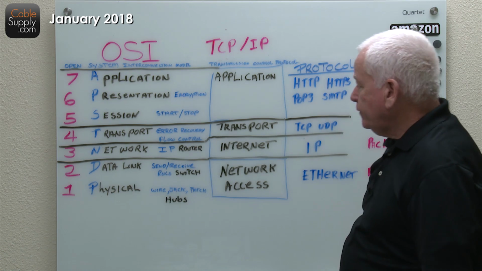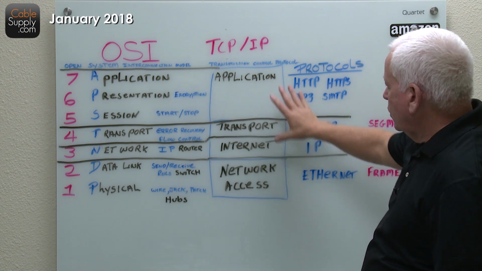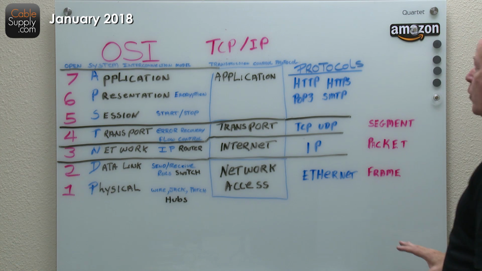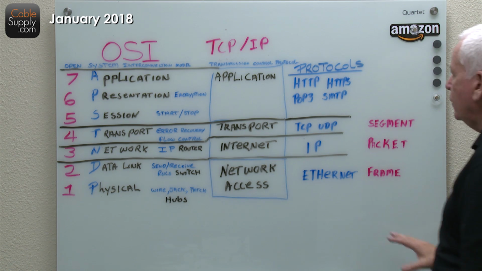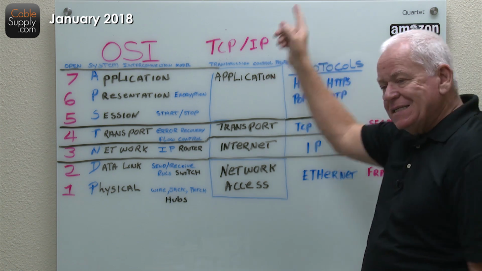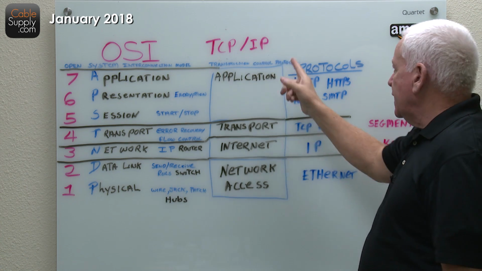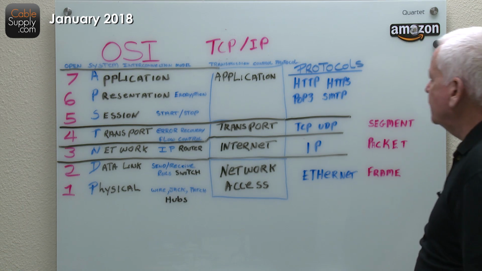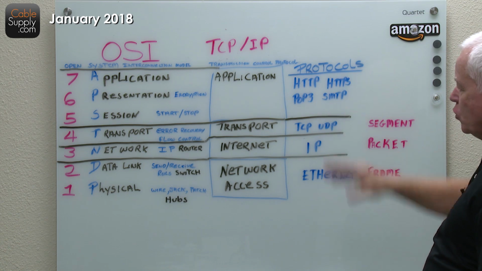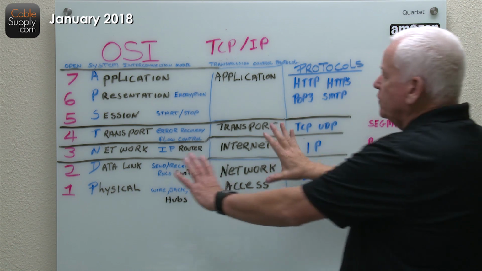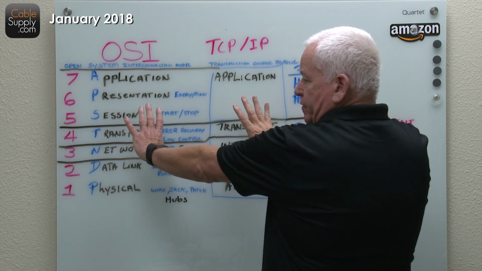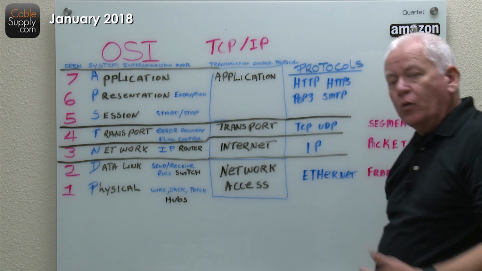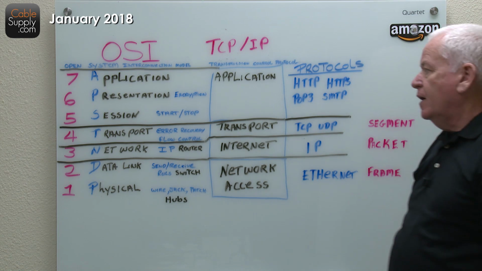And then, of course, the other model is called the Transmission Control Protocol model, and that's TCP/IP. So that's what it's called, TCP/IP. And TCP stands for Transmission Control Protocol. Now, these are two different models here, okay? And you need to actually learn both models.